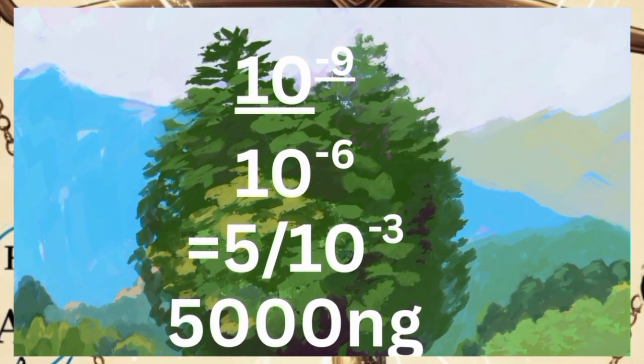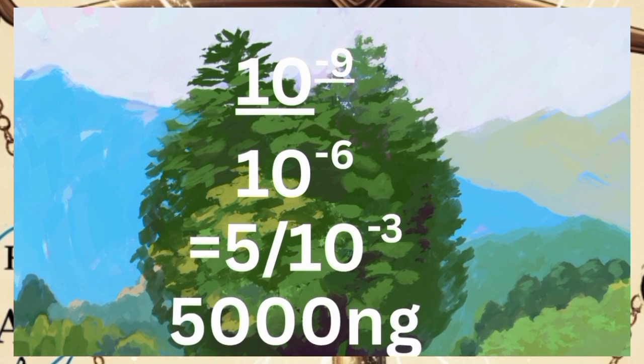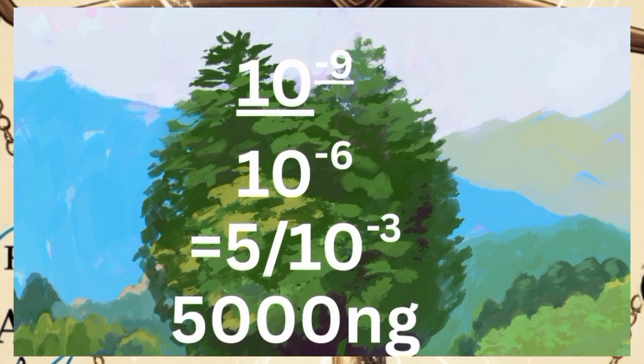Then the ratio for the units is large unit divided by small unit. The required result equals the conversion factor times the given value: 5 times 10 to the power of 3 gives 5000. Then 5 microgram means 5000 nanogram.